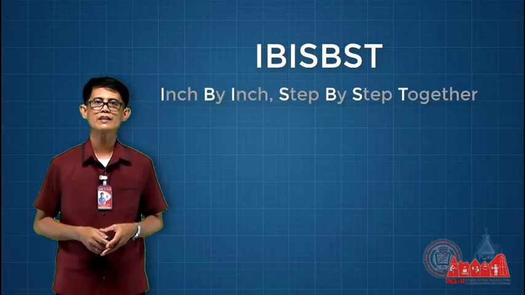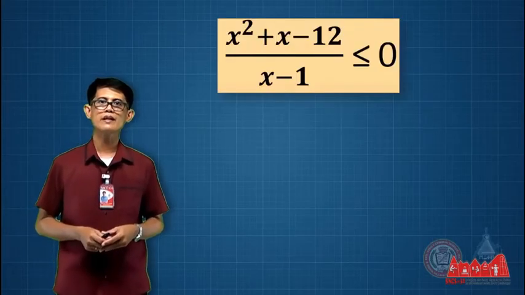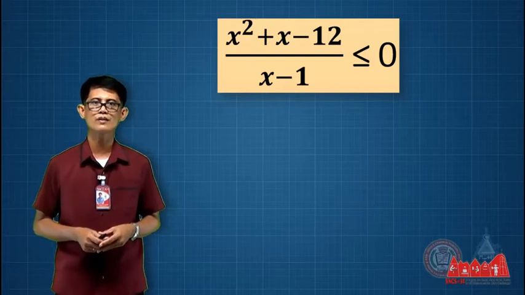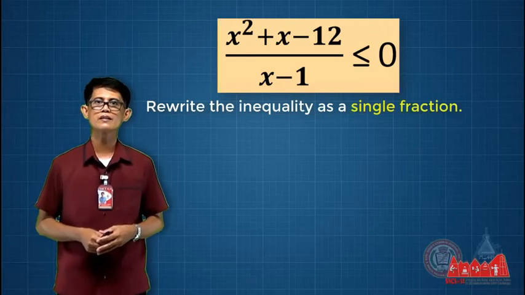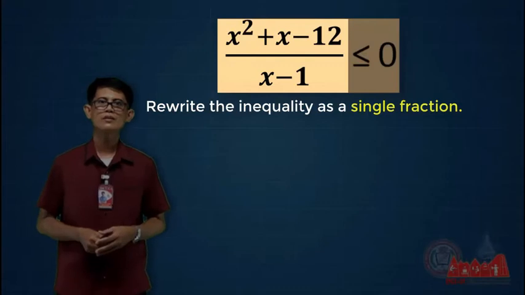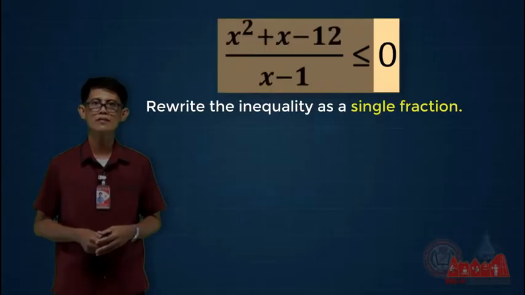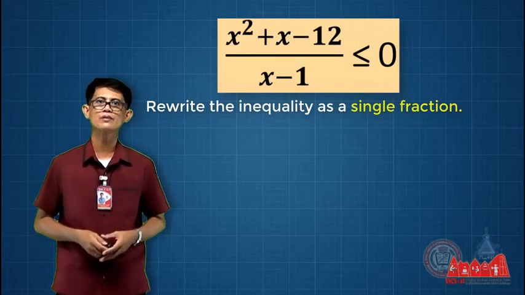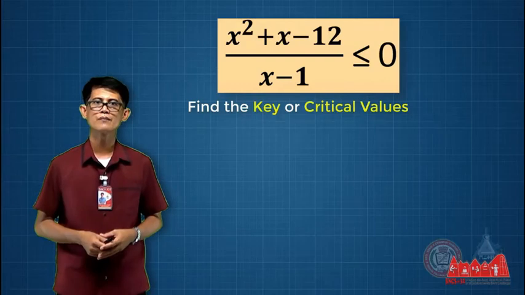Okay? Example number 1. Solve the inequality (x squared plus x minus 12) divided by (x minus 1) is less than or equal to 0. Okay, let's do step 1. Rewrite the inequality as a single fraction. It looks like the given inequality is already a single fraction, and the right side is already 0. Now, proceed to step number 2. Find the key or critical values or test points.